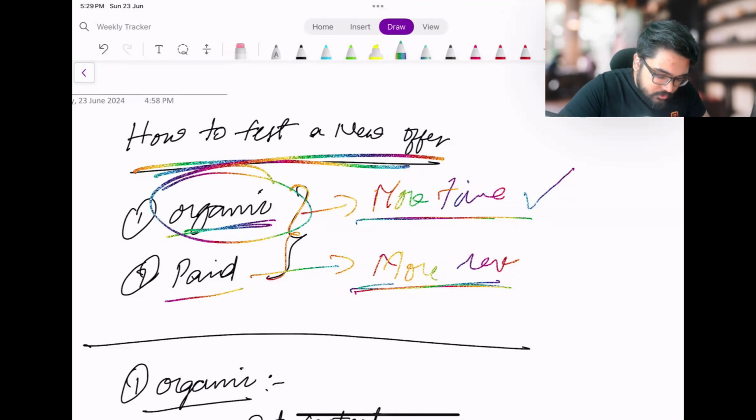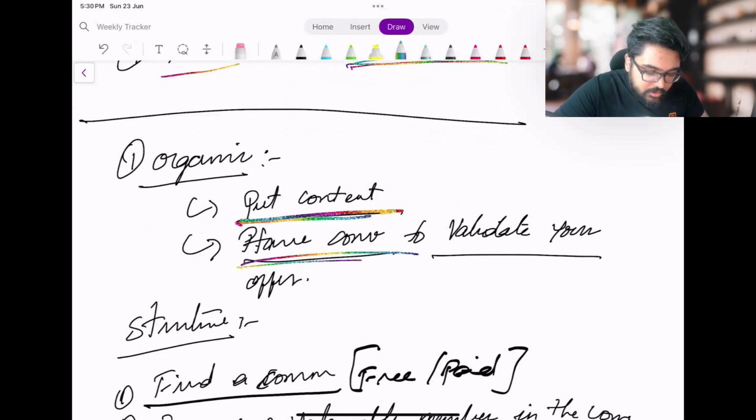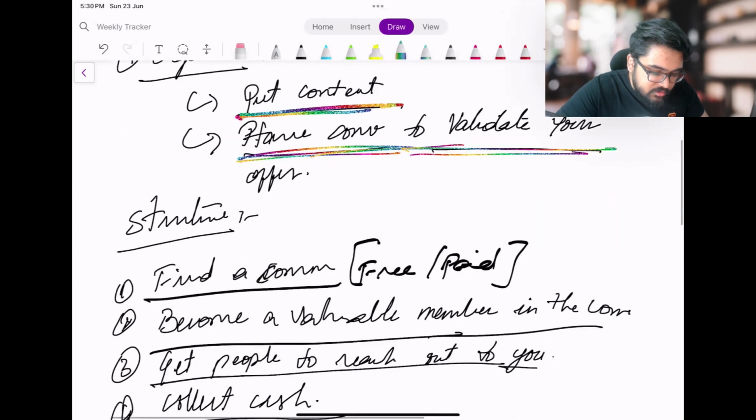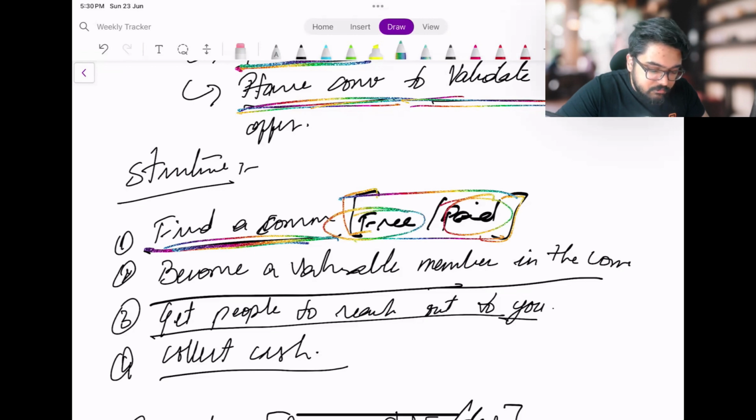Okay. So let's look at the organic route. There are only two things: put content out and have conversations to validate your offer. It's as simple as that. And here is a simple structure that you can follow to go down the Facebook route to validate your offer. You're going to find a community where your target audience are a part of. It can be a free community or a paid community. I would recommend the paid community, but if you don't have access to paid communities, you can go for free communities.